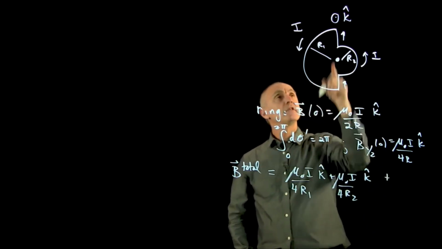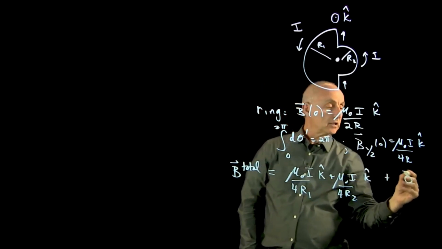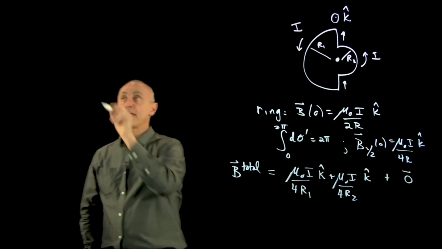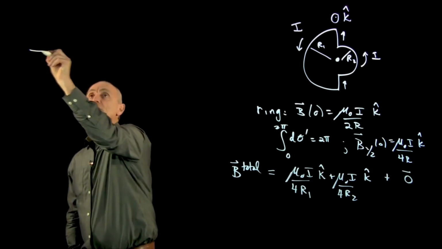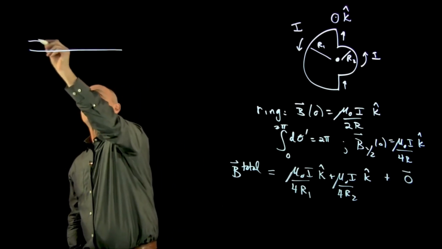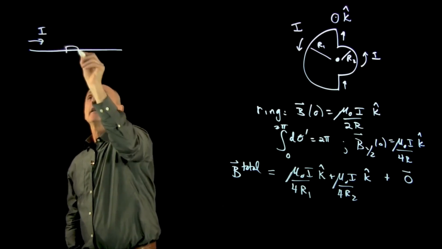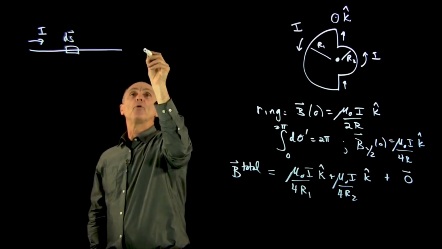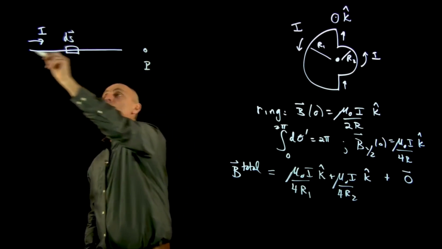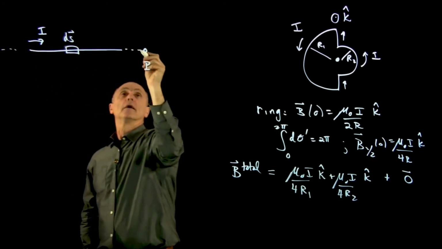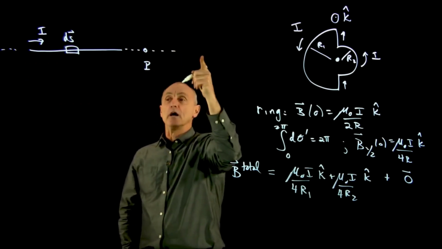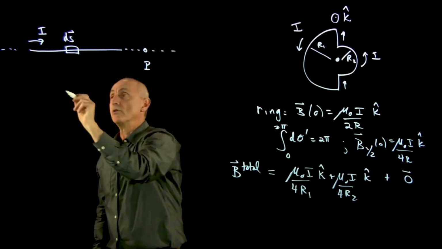And now, what about these two legs? I'll claim that the field on those legs are zero. And that raises a very interesting point about those cases. Let's look at it this way. Suppose we have a straight wire, and we have a little element ds. And I want to choose a field point p that is along this line. Now, the B field for any point along this line coming from this source will be zero.